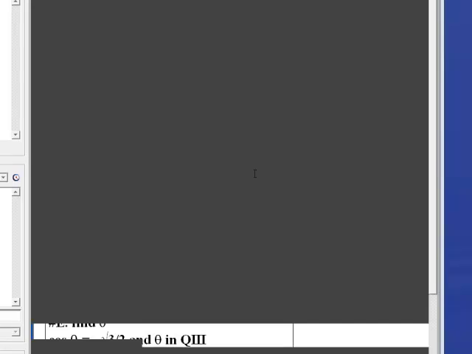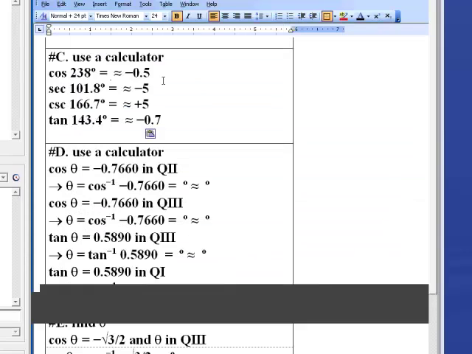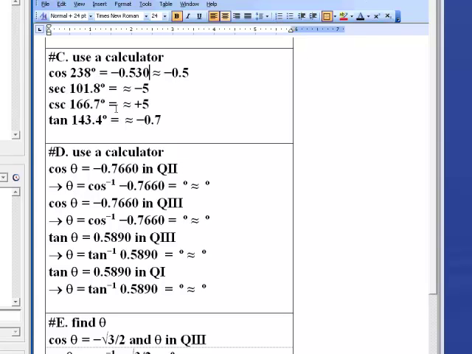And plug in those answers. So this one was negative 0.530, negative 4.890, positive 4.347, and negative 0.7427. Okay, next problem set.